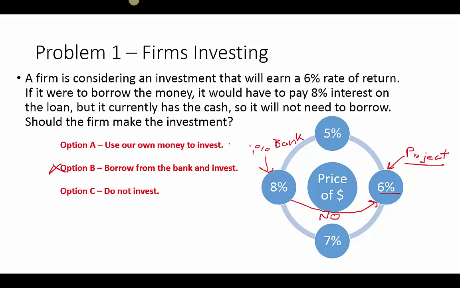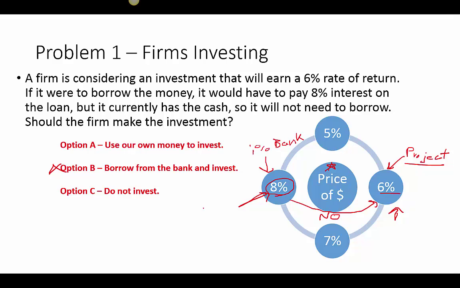Use our own money to invest. Well, that's something that we have, right? So we have some money, we can invest it and make 6%. That actually sounds like a pretty good idea until we think of this. Right now, the bank is charging 8%. So they're expecting that the going rate of interest, or the price of money, right? The price of money is the rate of interest charge, or the rate of return. That's the price of money. So the bank is expecting 8% return, okay?